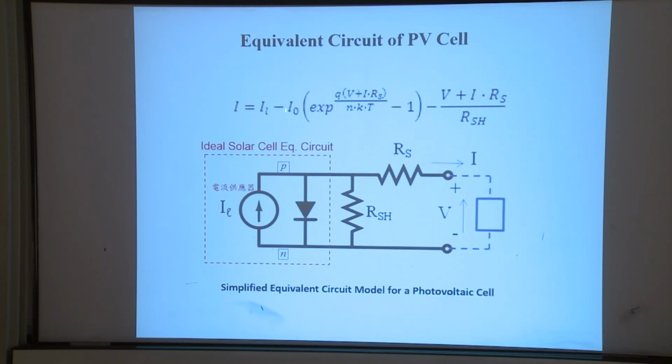So this is the diode equation, and this one is the current generated by the light illumination. And this is the combined effect from shunt resistance and series resistance. Okay, so this should be very easy for you, right?